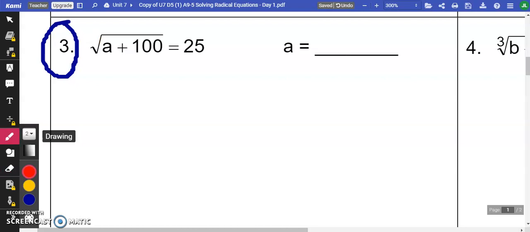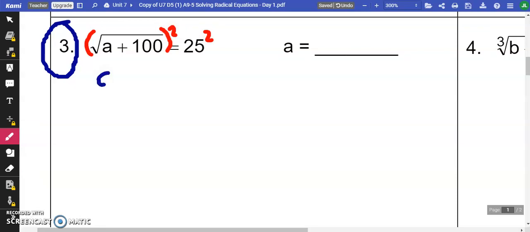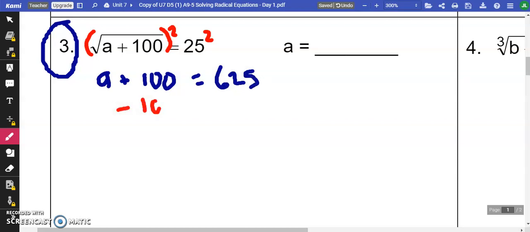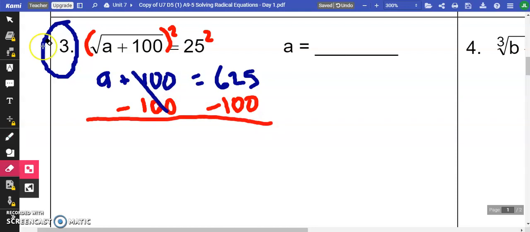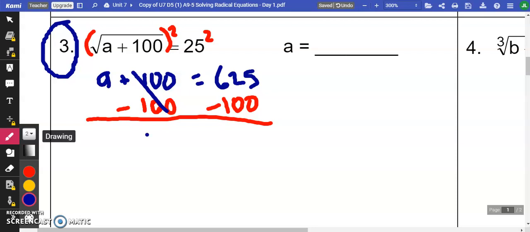So to get rid of a square root, we'll use the exponent of 2. So on the left side of the equals, we will have a plus 100. And then after the equals, we will have 25 times 25, which is 625. Then we'll go ahead and subtract that 100, to get a equals 525.